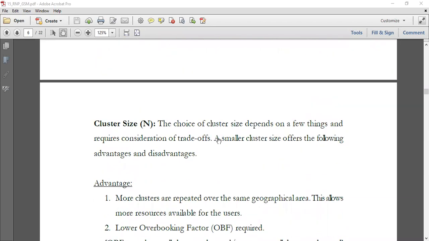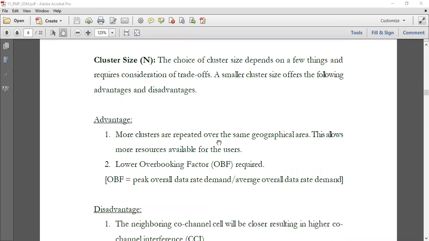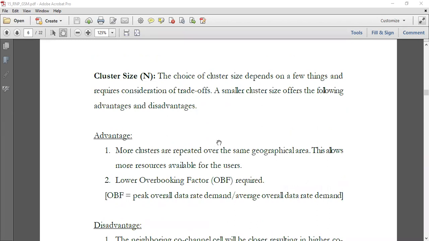So when you use a smaller cluster size, it's like a large cell size, however you look at it. Let's take it this way: small cluster size, so you have more people in the area. The overbooking factor is lower for them when you are covering more people under one base station. As you take fewer users in your coverage area, the overbooking factor increases.